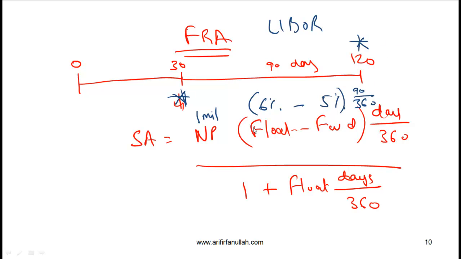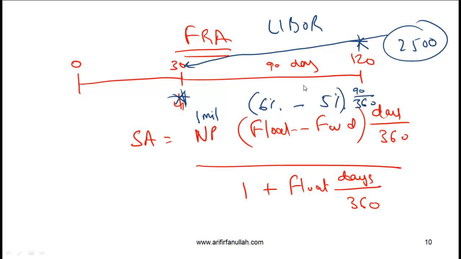So the amount that we just calculated for the numerator was 2500. We then need to take the 2500 and discount it back to day 30, and to discount back to day 30 we divide by 1 plus the floating rate, which was 0.06 or 6%, into days over 360, which is 90 over 360. So when we divide by this number, essentially we are taking the interest amount that the short has to pay the long on day 120, we are discounting that back to this point. So the complicated looking formula is effectively what we just did on the previous slide.